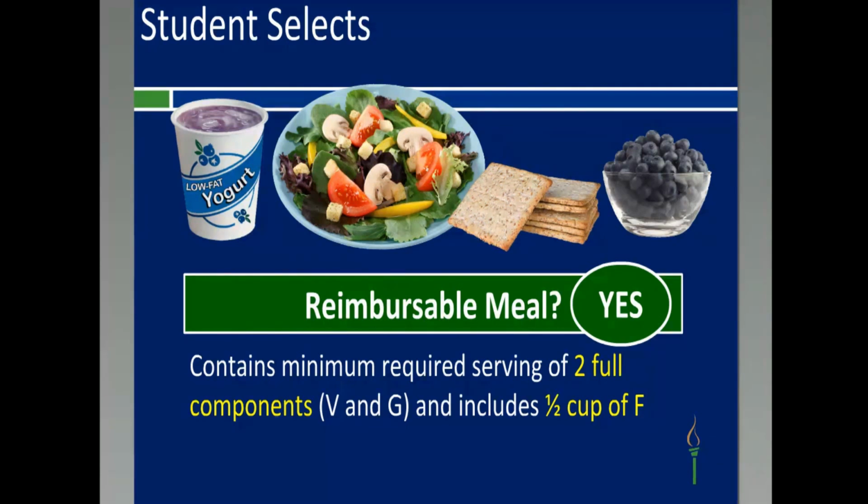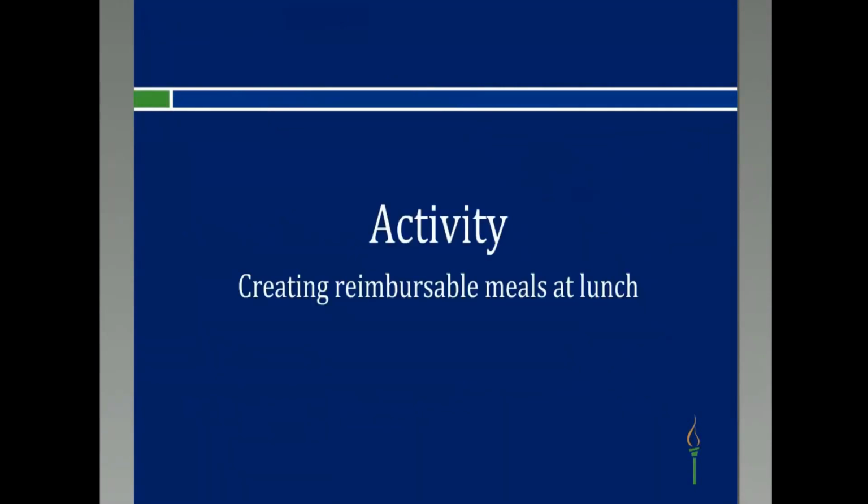Here's an example of a reimbursable meal since they took 2 ounce equivalent grain, 1 cup of vegetable, they took a half cup of the blueberries, and a 1 ounce of the meat. Based on your menu planning, this would be completely okay to only take the 1 ounce meat alternate option since they have 2 of the full other components.